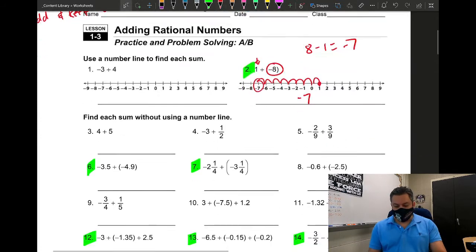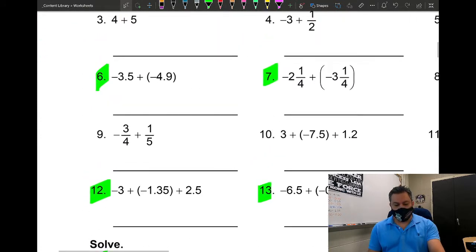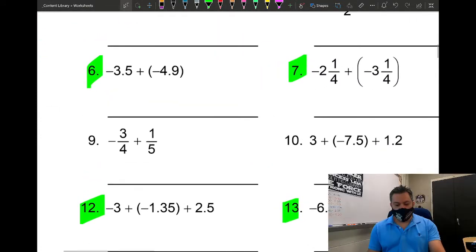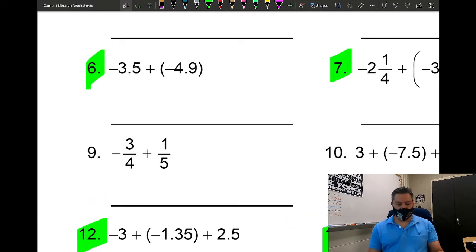We're going to do another sample, number 6. We have integers. What type of numbers are these? These are integers, right? No? Rational numbers? Yes, rational numbers, because they're negative and they're decimals.